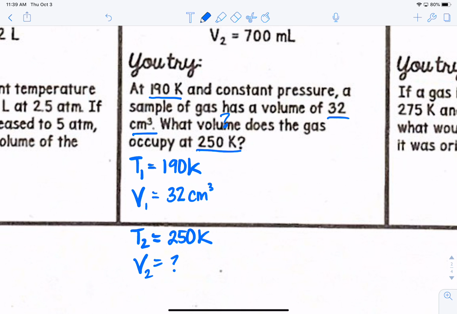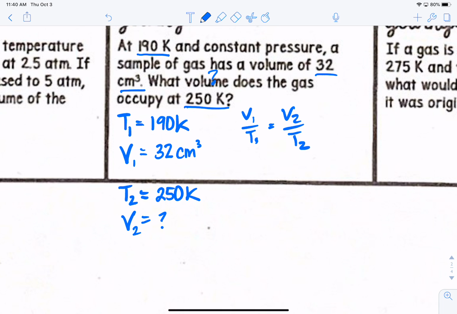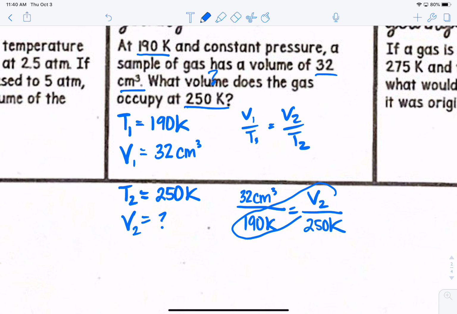Let's go ahead and use our Charles Law equation, which is V1 over T1 equals V2 over T2. And we go ahead and plug that in. So we put 32 centimeters cubed on top, 190 Kelvin on the bottom. V2 is what we're looking for, and T2 is 250 K. When you have a proportion or a ratio or fraction, it's nice because you guys remember this? You cross multiply.